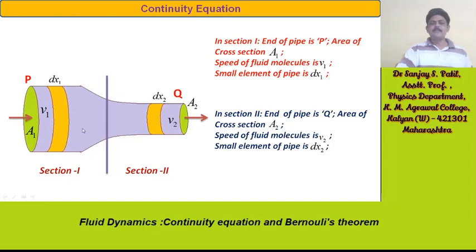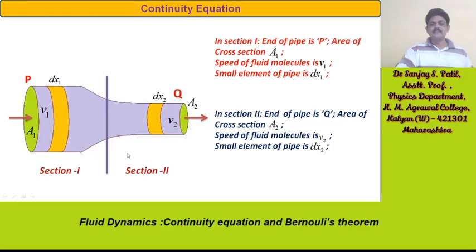This fluid is incompressible, non-viscous fluid, and that fluid is flowing from left to right as shown. So there are two sections. Already we divided this pipe into sections. So in section 1, end of pipe is P, area of cross section A1, speed of fluid molecules is V1, and small element of pipe is dx1.